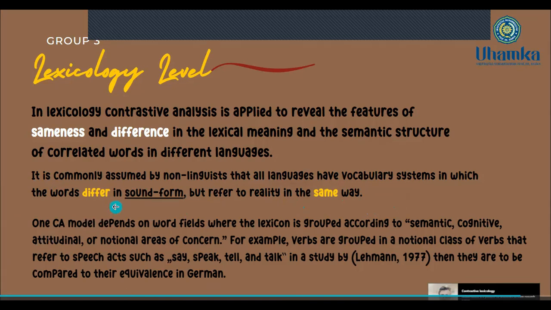One contrastive analysis model depends on word fields, where the lexicon is grouped according to semantic, cognitive, attitudinal, or notional areas of concern. For example, verbs are grouped in a notional class of verbs that refer to speech acts, such as say, speak, tell, and talk, in a study by Lehman, 1977. Then they are compared to their equivalents in German, because say, speak, tell, and talk have the same meaning, right? It means berbicara in Indonesian.